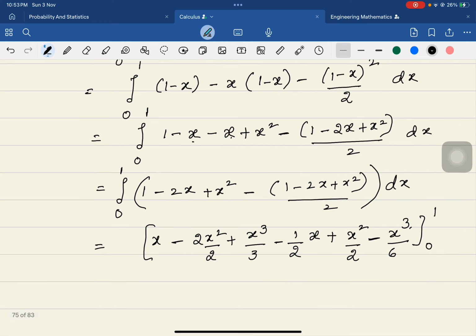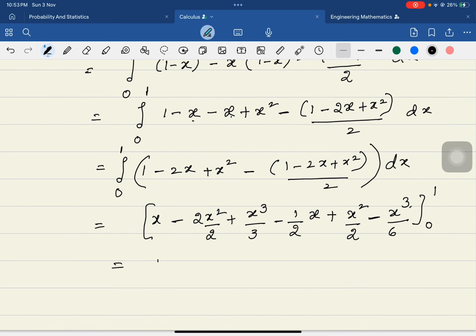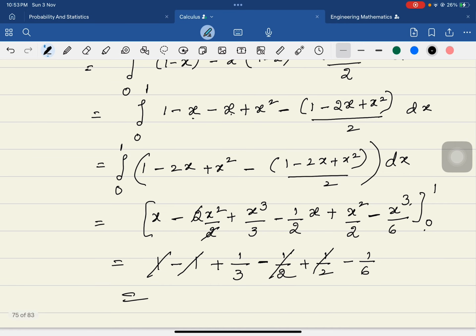I hope the step is clear. And now upper limit minus the lower limit, the 2 gets cancelled. So we remain with 1, upper limit is 1 plus 1 over 3 minus 1 over 2 plus 1 over 2 minus 1 over 6. And all of them have x, so when you put 0, it is becoming 0. 1 gets cancelled, minus half gets cancelled. So 1 by 3 minus 1 by 6. It is giving you 1 over 6, correct? It is 1 over 6. So the value of the integral is 1 over 6.